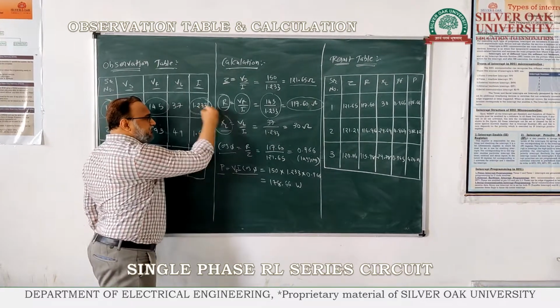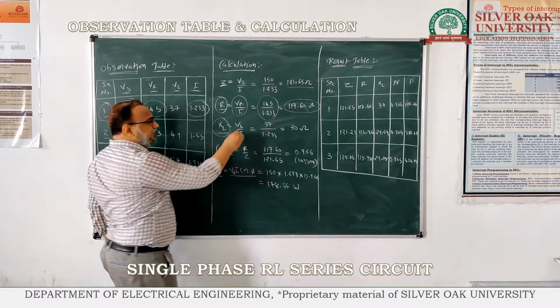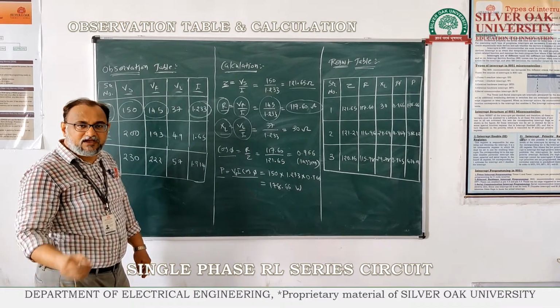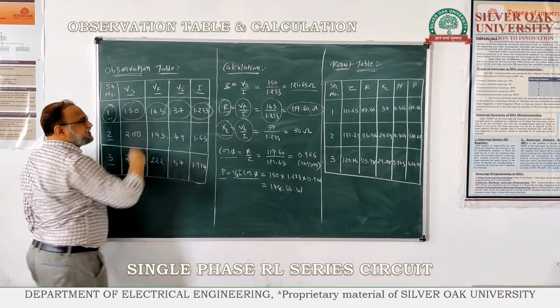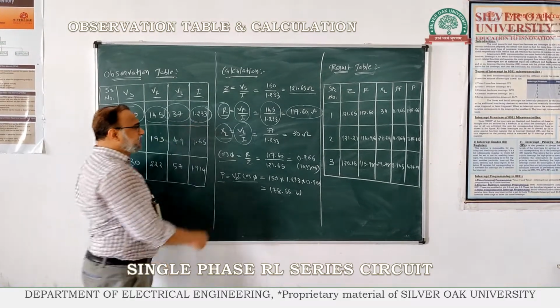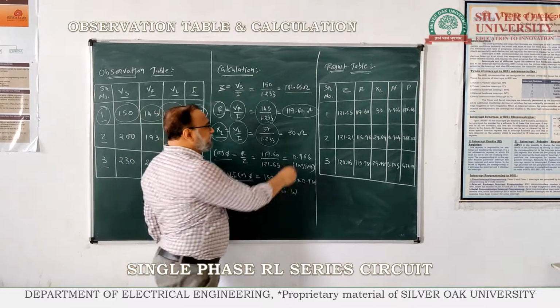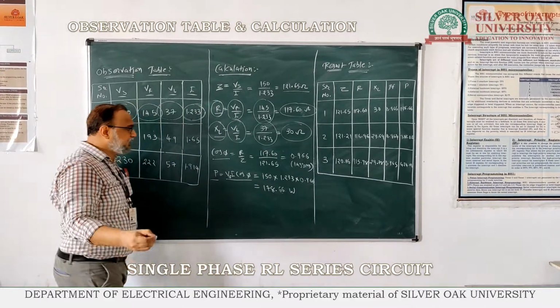The third quantity I am going to find is the inductive reactance XL, which equals the voltage drop across the inductor divided by the circuit current. The value of VL is 37 volt and the circuit current is 1.233, so it is 37 divided by 1.233. It will give us the value of inductive reactance XL.